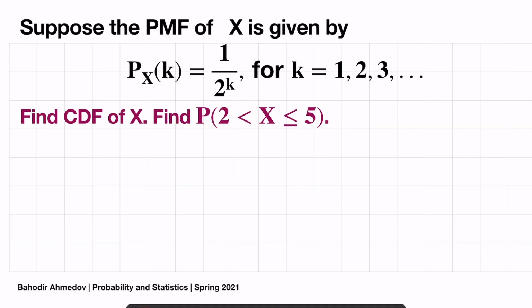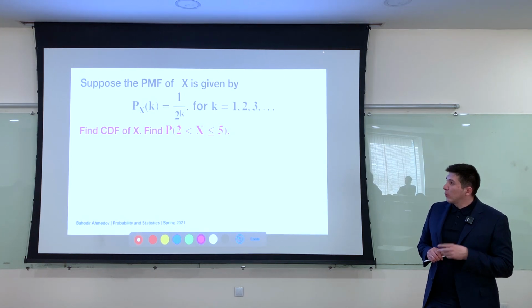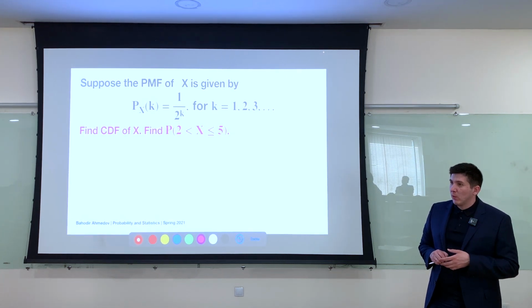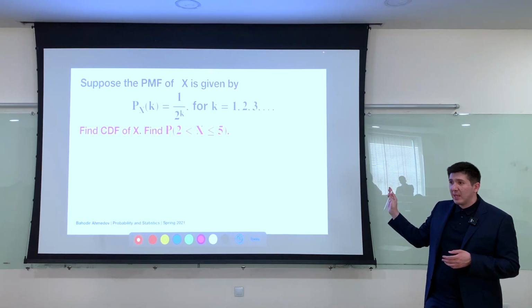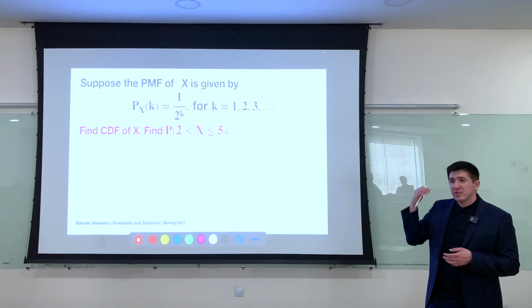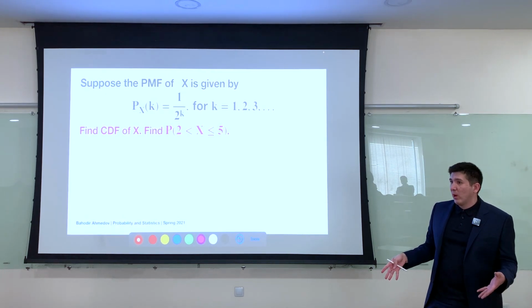Is it a proper probability mass function? Yes, so the sum should be equal to 1, right? It is only these two conditions. Your probability should always be between 0 and 1, and it is clear that it is, right? Because no matter what k is, it is going to be the reciprocal of 2 to the power of k, which is simply between 0 and 1 always.